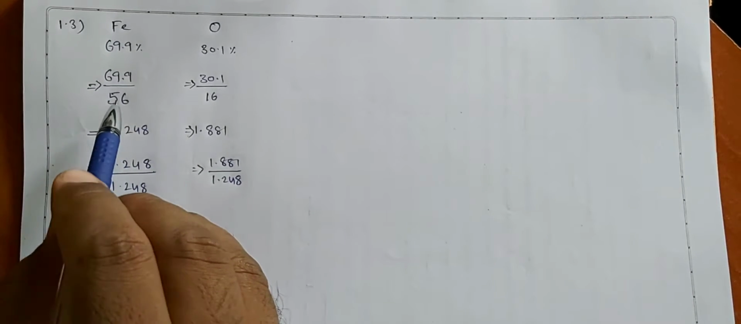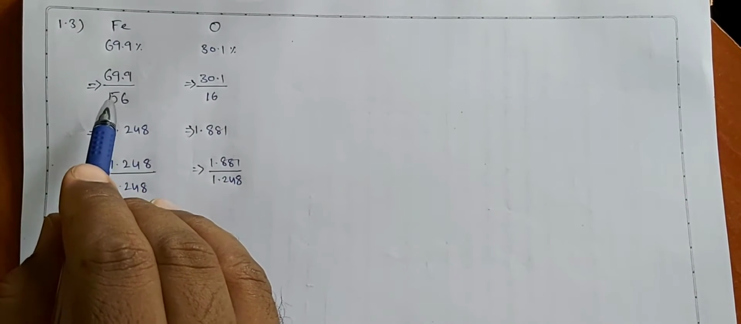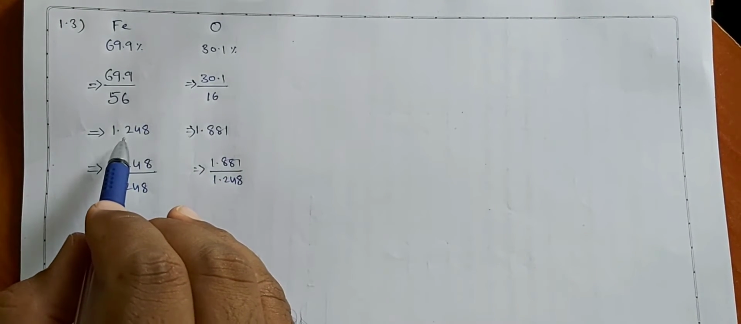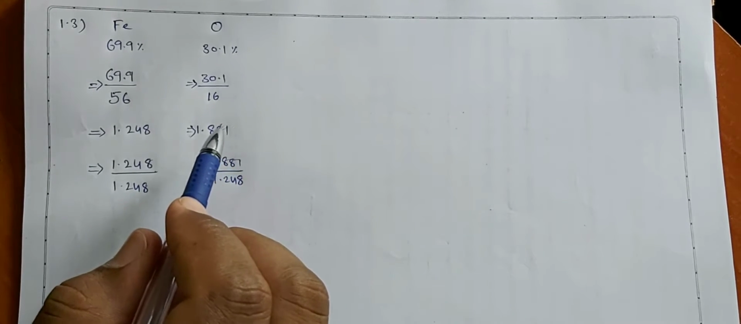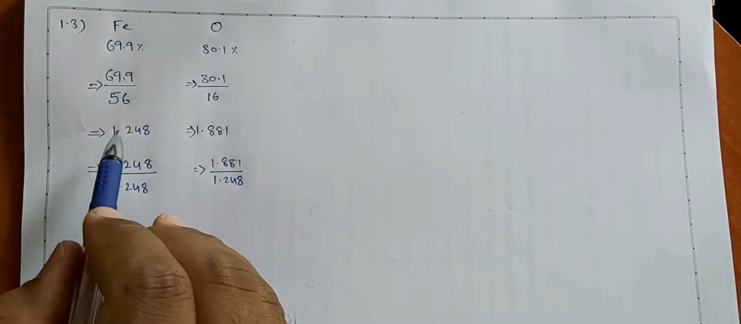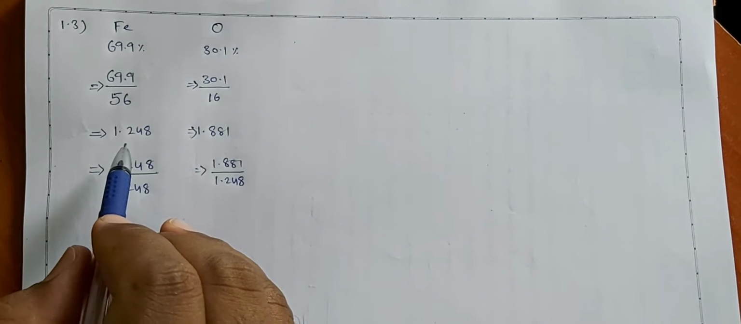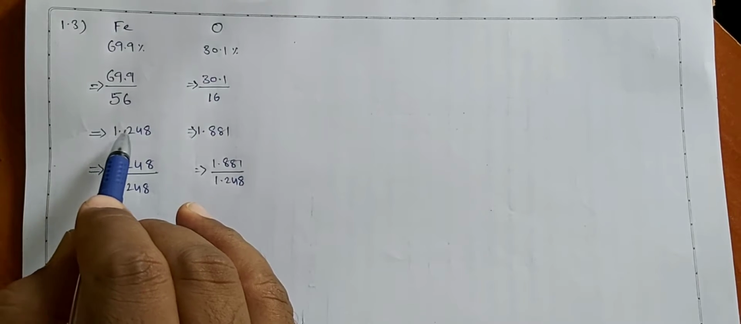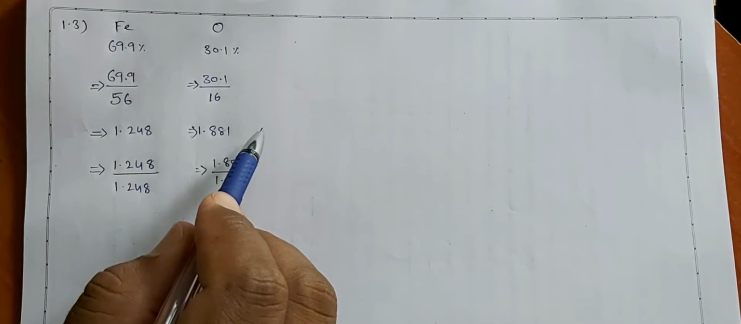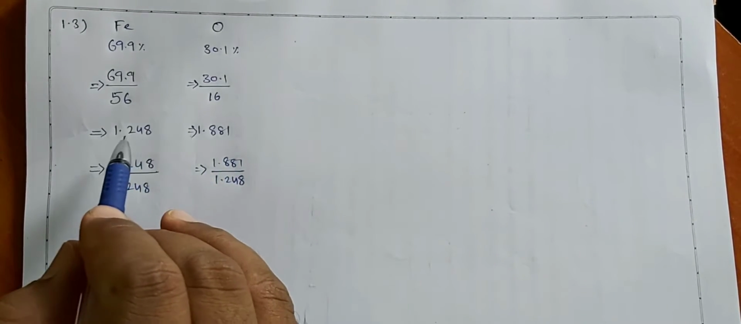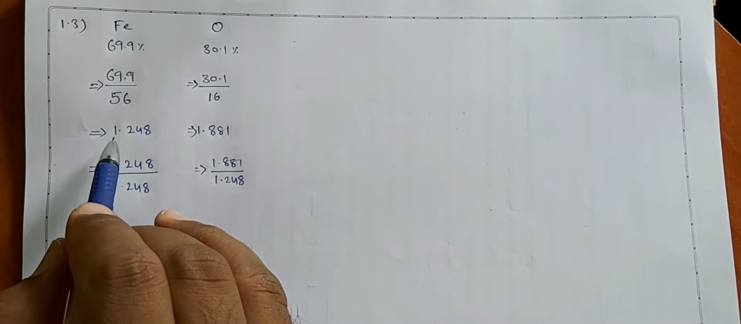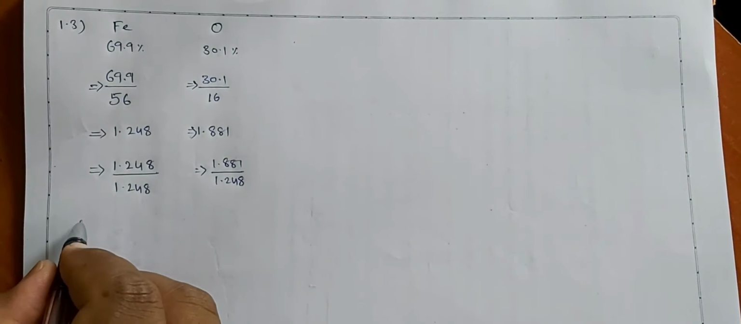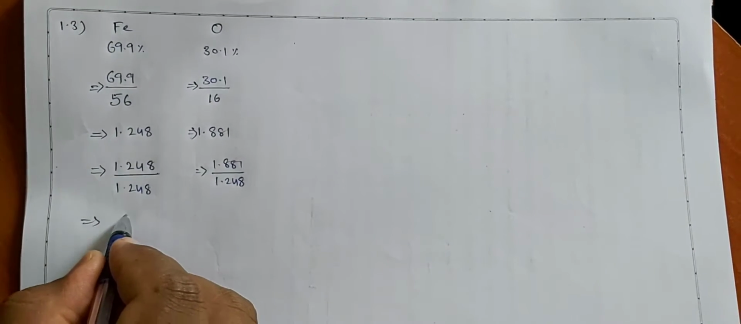Once again I am telling, after division of percentages with gram atomic weights, we will get value for each element. That values observe carefully. In that, what is the small value? 1.248 and 1.881. Those values must be divided with that small value. That is 1.248 divided by 1.248, 1.881 divided by 1.248. 1.248 divided by 1.248 is 1.